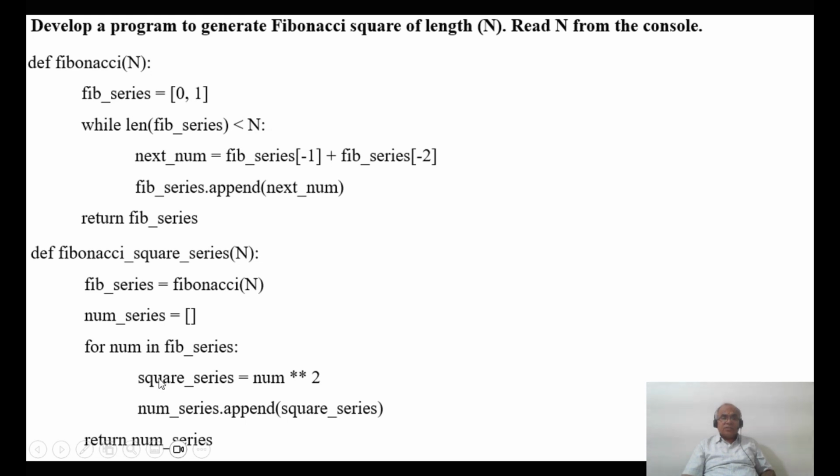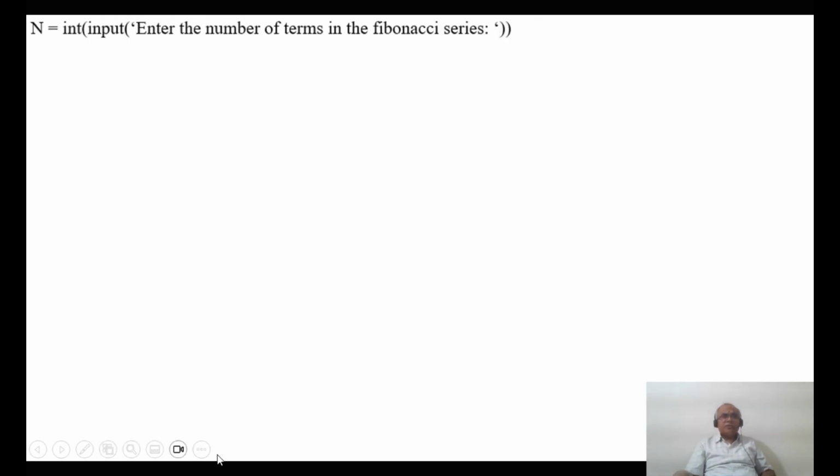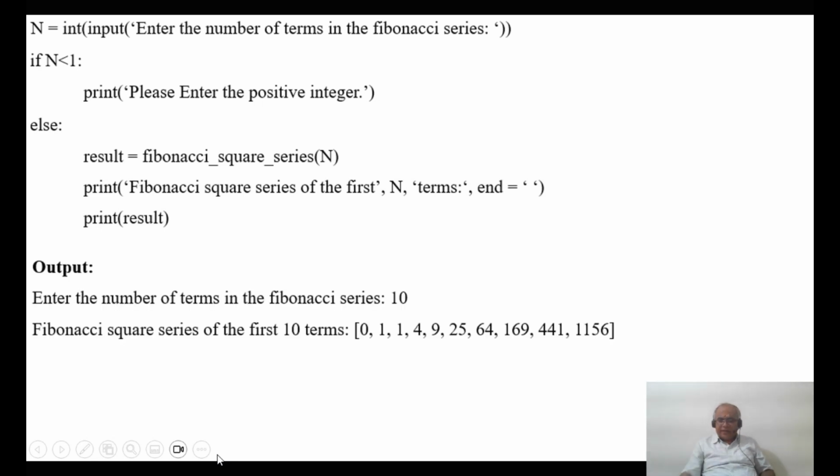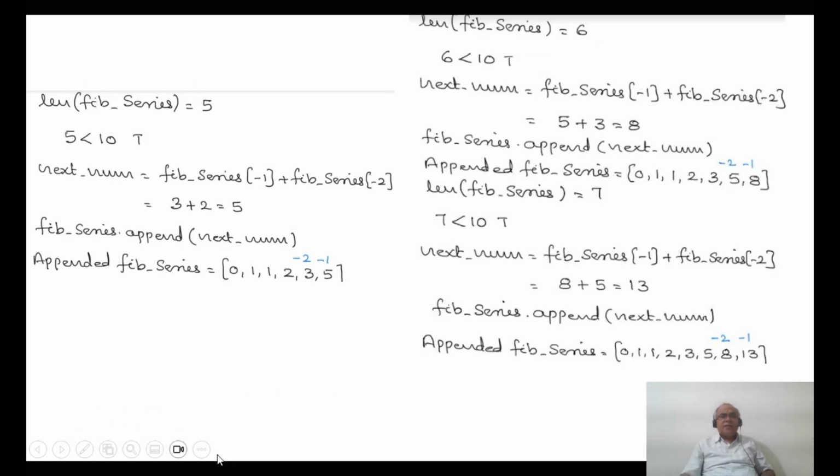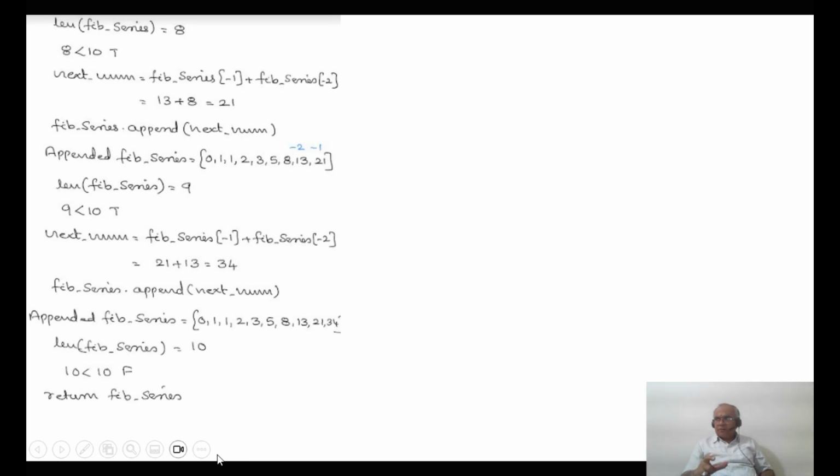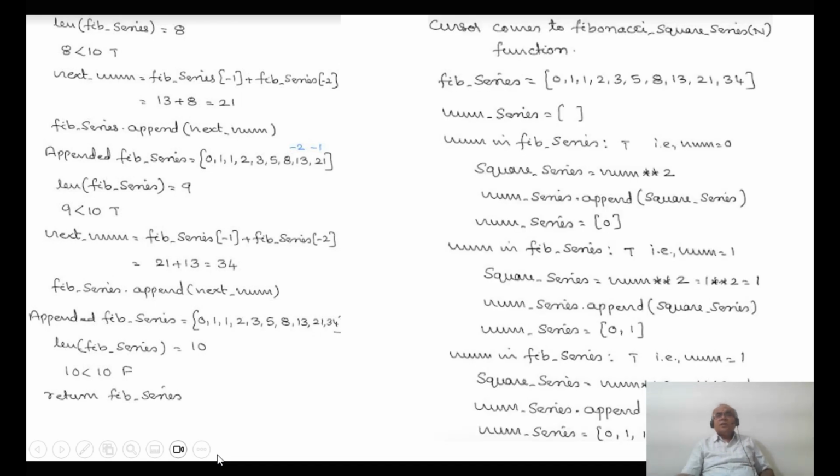This is continuous till the condition becomes false. Let us see now. Once you get the return num series, you will come back to this. So this is where we are now. We have calculated the Fibonacci series. Now you want to square them. So the cursor comes to the Fibonacci square series. What is the present Fibonacci series? You have 0, 1, 1, 2, 3, 5, 8, 13, 21 and 34.